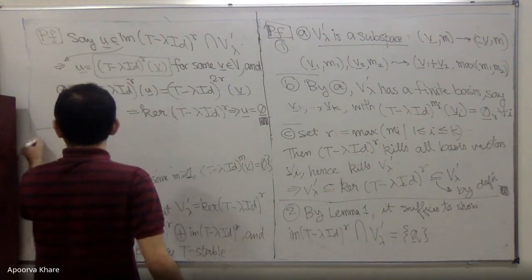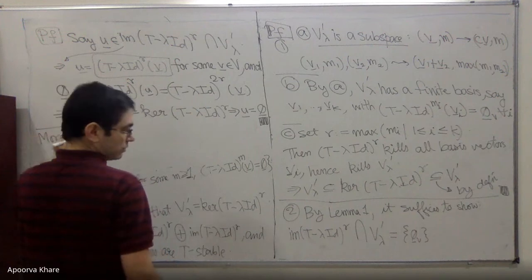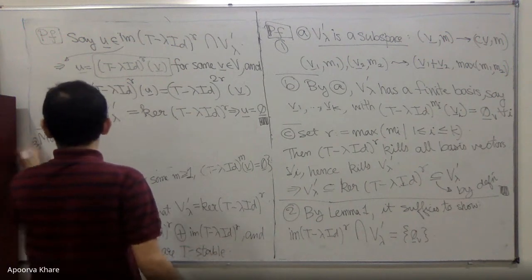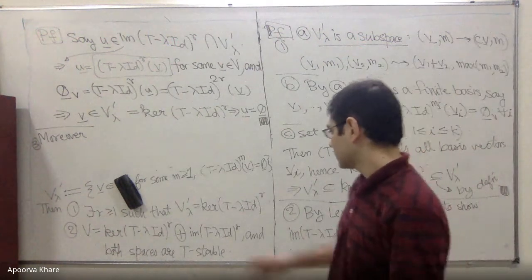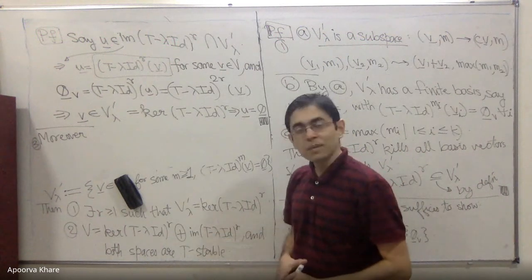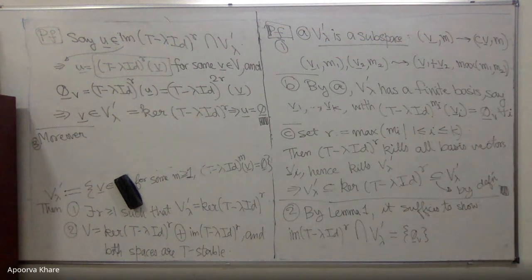Moreover, why are both P as 0? Maybe I'll call this 2, so I'll call this 3. It remains to show that both the kernel and the image are stable under T. Well, okay, let's see why.